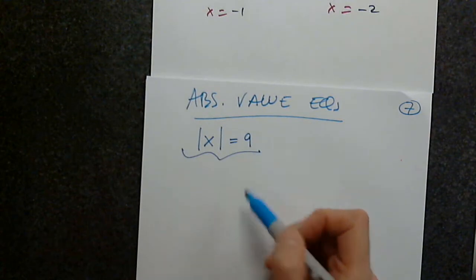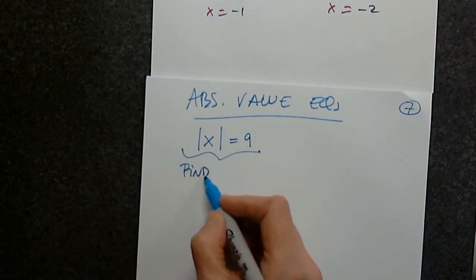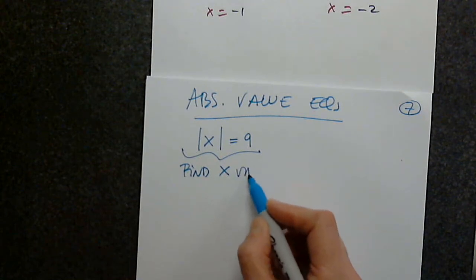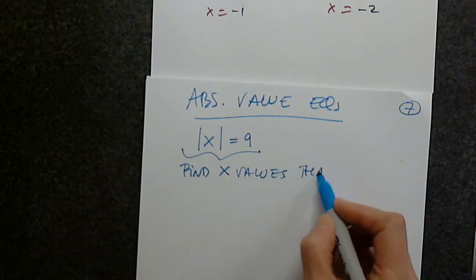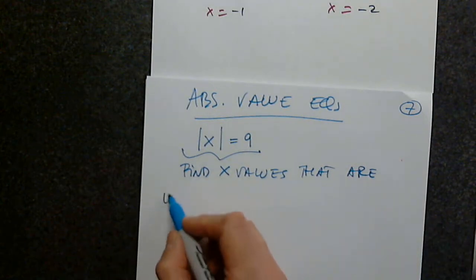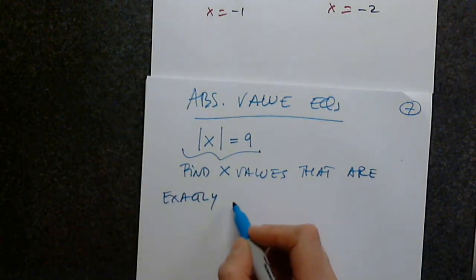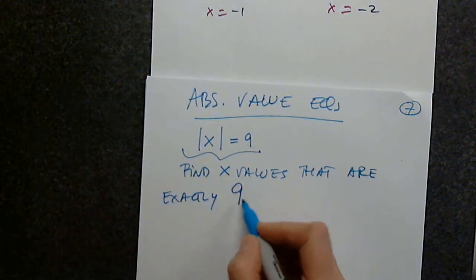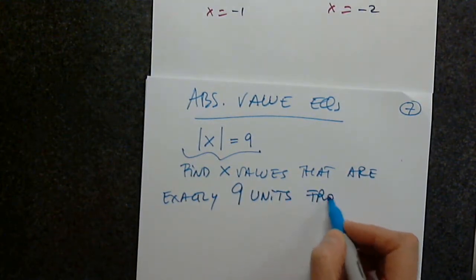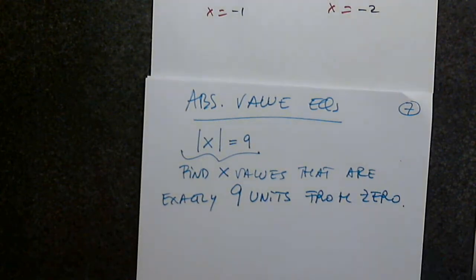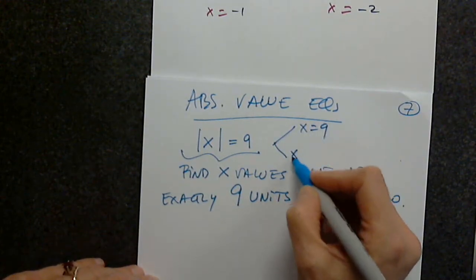What does this say? It says find x values that are exactly how many units from 0? 9. 9 units, very good, from 0. So imagine 0 in the middle. How many solutions will I have? How many numbers that are exactly 9 units away from 0? 2. Right, and they are? 9 and negative 9. 2 options. x equals 9, x equals negative 9.